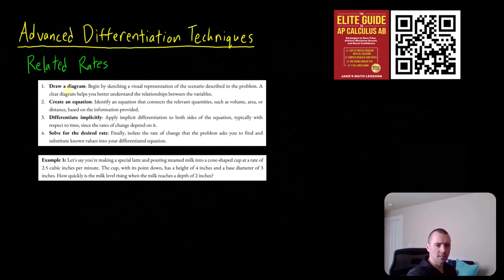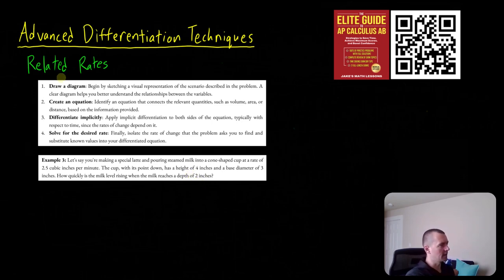So I want to show you an example of working through this. And I put these steps here just so we could use this as a guide as we work through this problem. So the problem we're going to be doing is, let's say you're making a special latte and pouring steamed milk into a cone-shaped cup at a rate of 2.5 cubic inches per minute. The cup, with its point down, has a height of 4 inches and a base diameter of 3 inches. How quickly is the milk level rising when the milk reaches a depth of 2 inches?